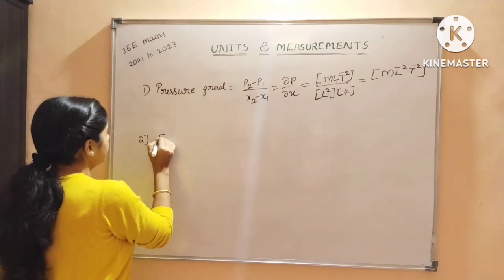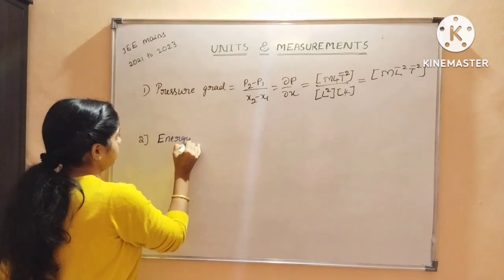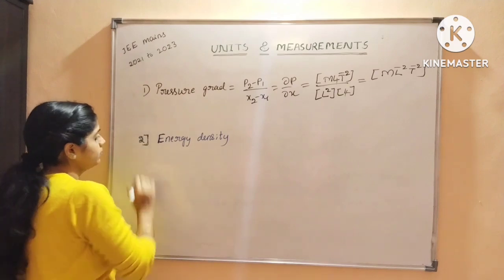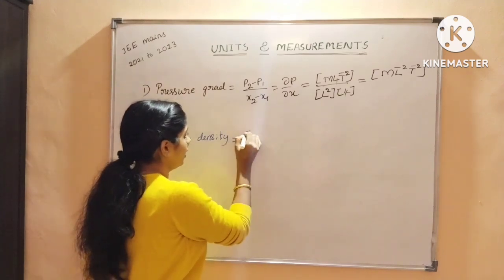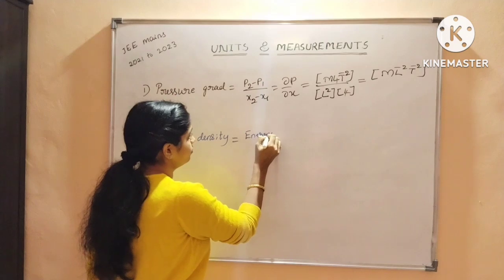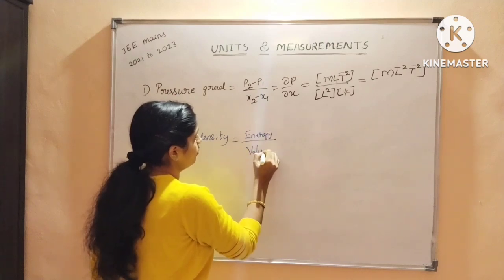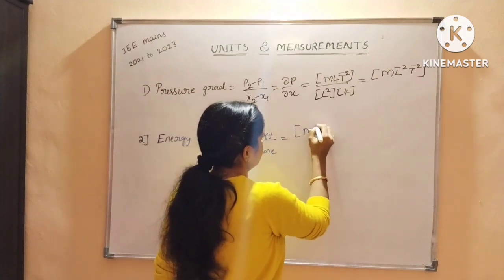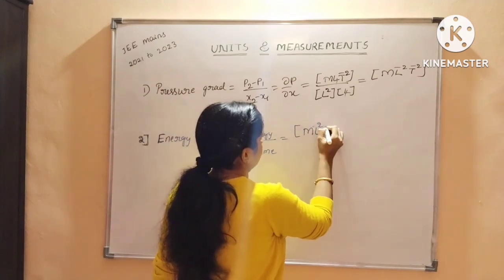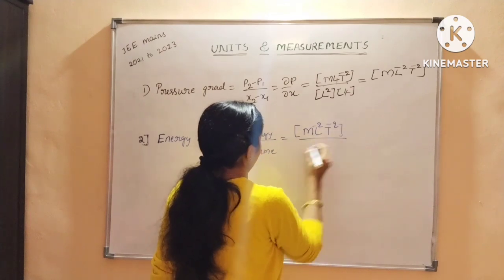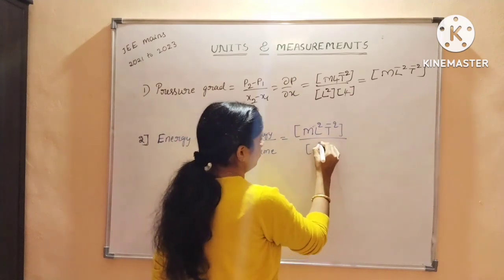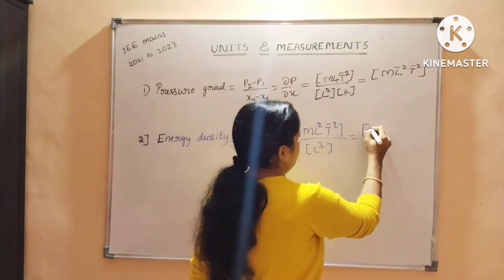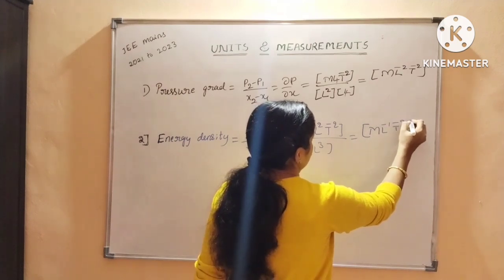Next one, energy density. Energy density equals energy by volume. What is the dimensional formula for energy? M L square T raised to minus 2, by volume L cube. Therefore the dimensional formula of energy density is M L power minus 1 T raised to minus 2.